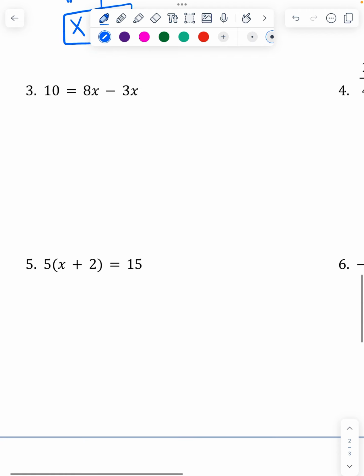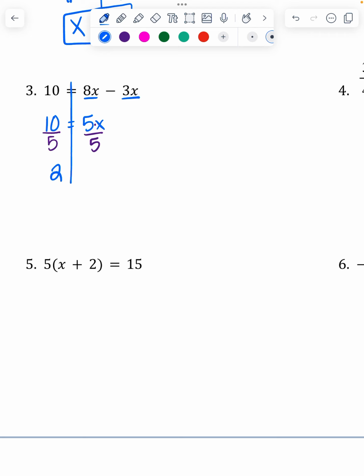Okay, for this example, we have two x terms on the same side of the equal. Notice they're both on the right side here, so we can combine like terms. So 8x minus 3x is 5x. And then this is 5 times x, so to get x to a 1x, we're going to divide by 5. And 10 divided by 5 gives me 2. 5 divided by 5 gives me 1x. So x equals 2.